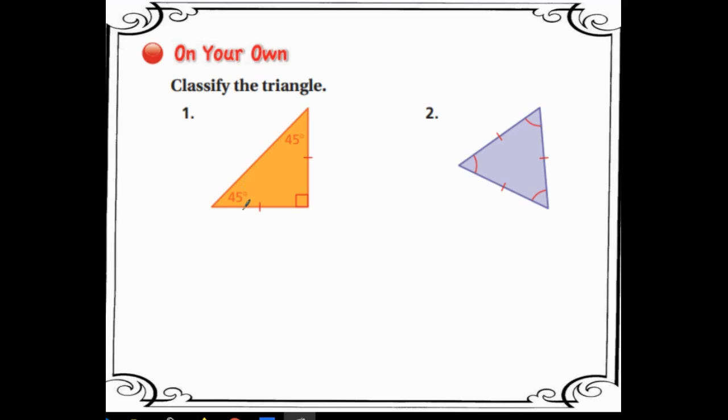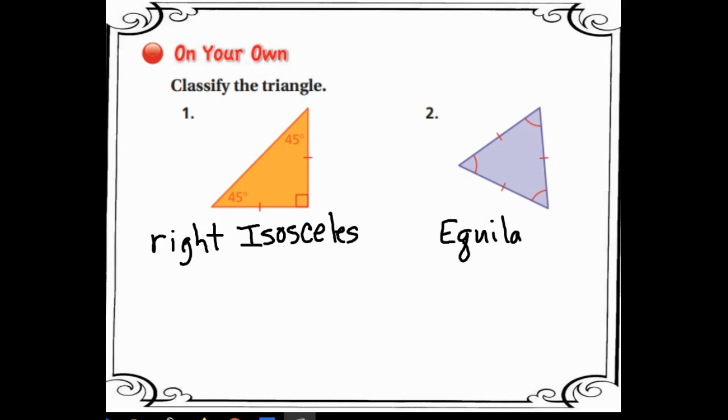Okay, so this has two 45-degree angles and a right angle. So this is a right triangle, but it is also isosceles, ISOSCELES. It's a right isosceles triangle. And this one here has all three the same, so it is equilateral. Or you could call it equiangular. Either one would be fine.